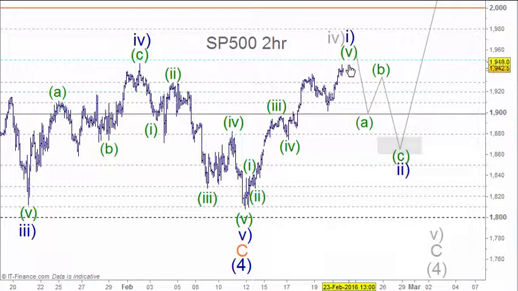Not that it makes any difference, because what we're actually looking for is 5 waves up in this sequence here, and the cash market is at the top of the 3rd, so we're looking for a 4th and a 5th wave up there, then the ABC correction from there.